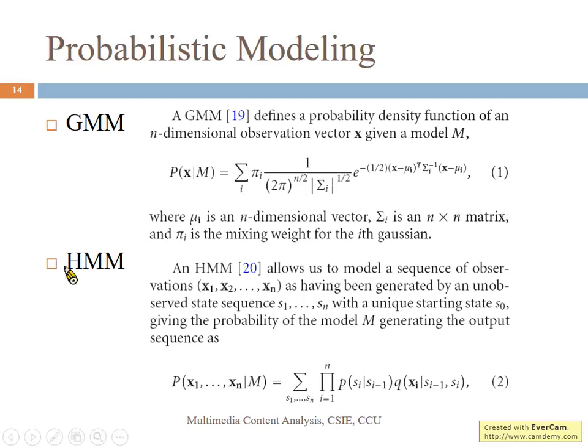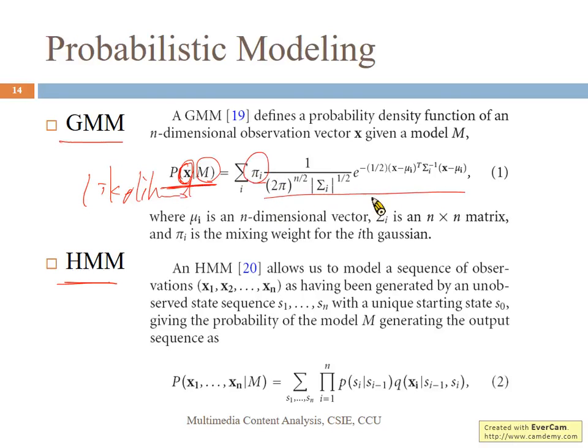And here are the formulations of the Gaussian mixture model and the hidden Markov model. You can just recall that given this model, the probability of such a feature generated by this model is given by this likelihood value. And this likelihood value can be described by the weighted sum of many Gaussian mixtures.